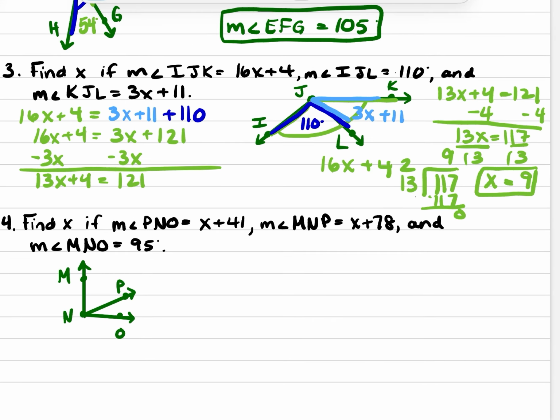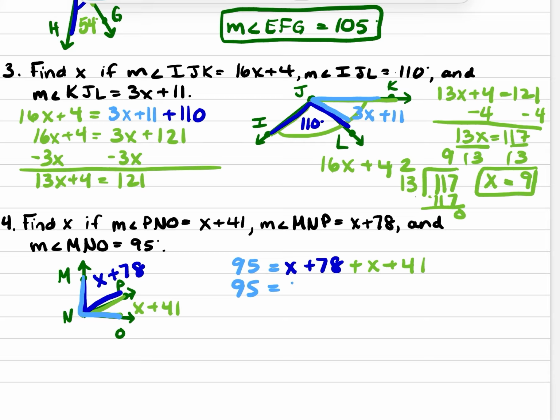And the last one here, find x if the measure of angle PNO, so the smallest angle here, is x plus 41. The measure of angle MNP is x plus 78. And MNO, the whole piece, is 95. So 95 is our whole angle, and that's equal to x plus 78 plus x plus 41.